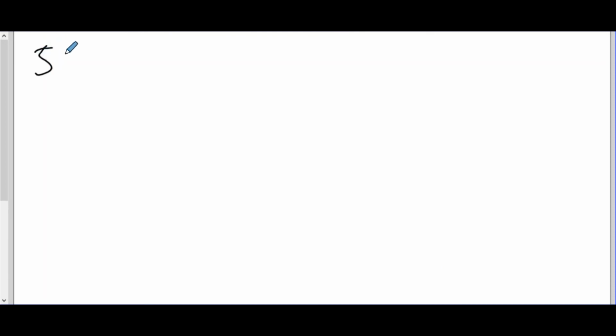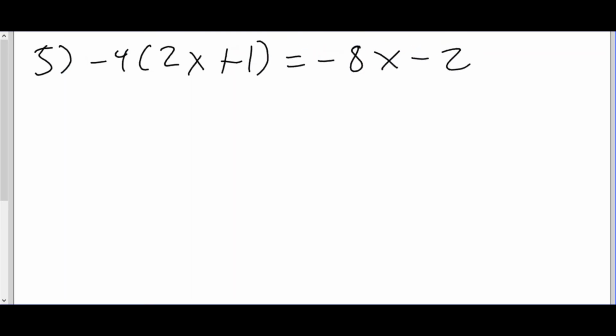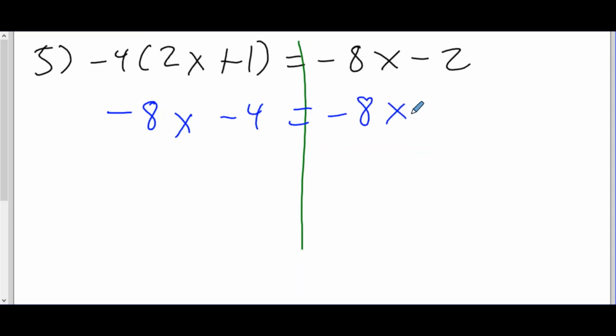Number 5 is negative 4 times 2x plus 1 equals a negative 8x minus 2. All right, I'm going to distribute. So now I have negative 8x minus 4 equals a negative 8x minus 2. All right, so there's no like terms on the same side. I'm going to move my x's together. So I'm going to move this one by adding an 8x on both sides. So these cancel out. Wait a second, negative 8x plus 8x, that also cancels out. That is 0. There's no x's now.